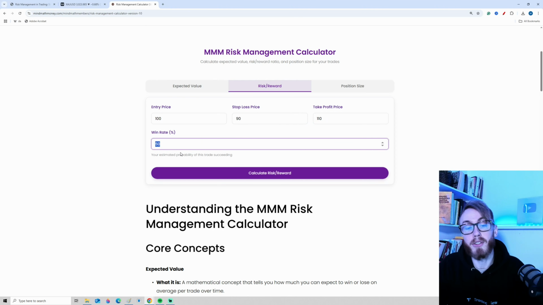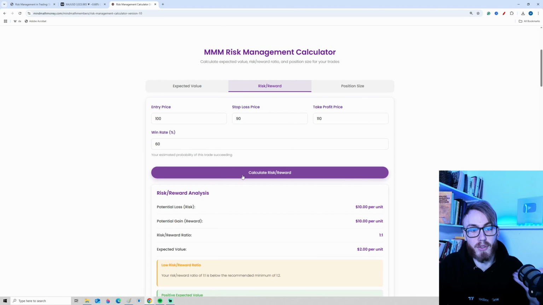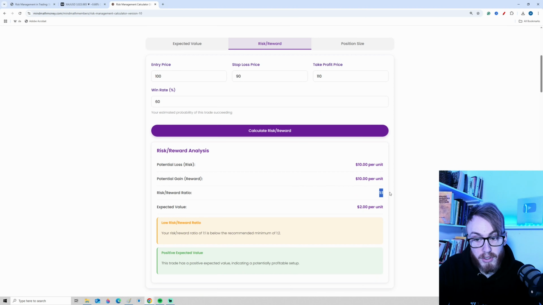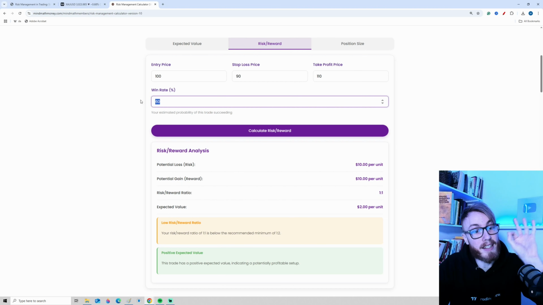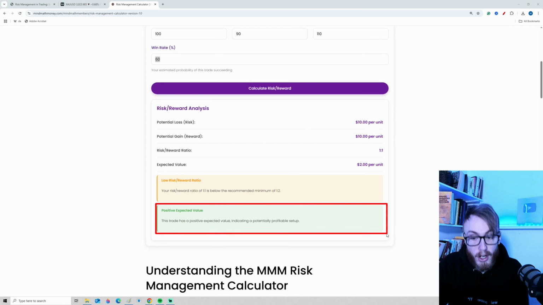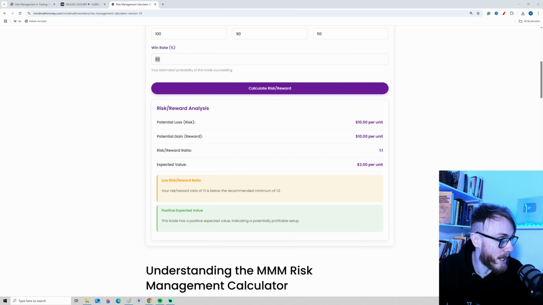Here with the calculator, you can also choose your win rate. So let's say you have backtested and have a win rate of 60%, and then we can calculate the risk to reward right here. So first of all, you can see here that because we risk $10 and we can win $10, we have a 1-to-1 risk to reward. But very importantly, because we have a 60% win rate, you can actually see that we have a positive expected value. And this is something we will talk about later on.